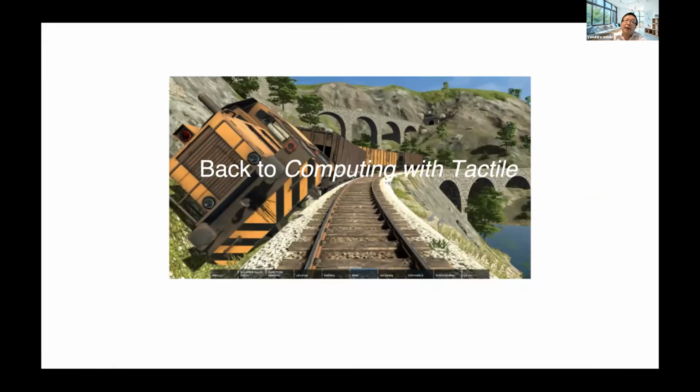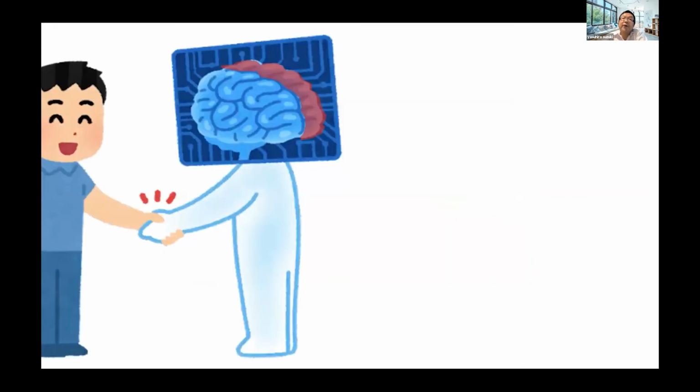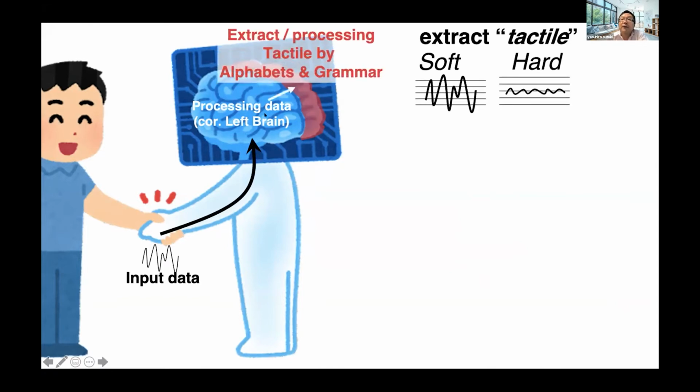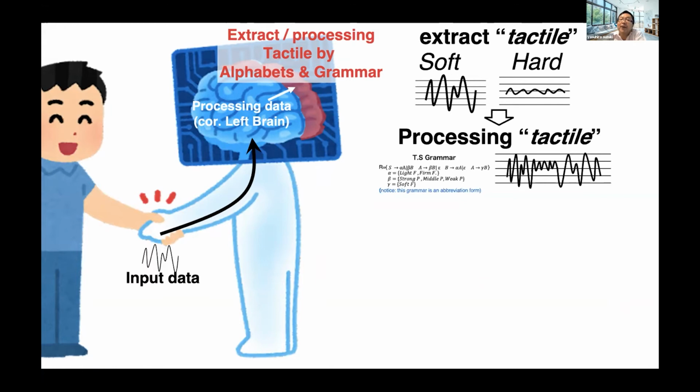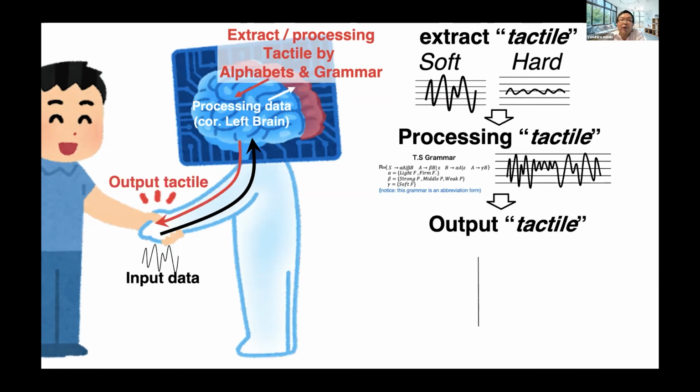So now, back to computing with tactile again. This is a model of computing with tactile sense. First, input data, and process it numerically or logically by conventional data processing. Then send it to a tactile part, extract the tactile of the data, then process the tactile using grammar and alphabet, and send back an output as tactile, not data, not numbers. Output tactile. We developed two types.